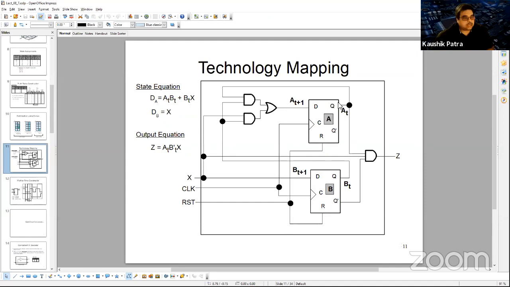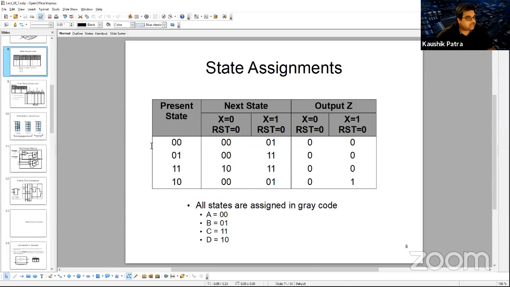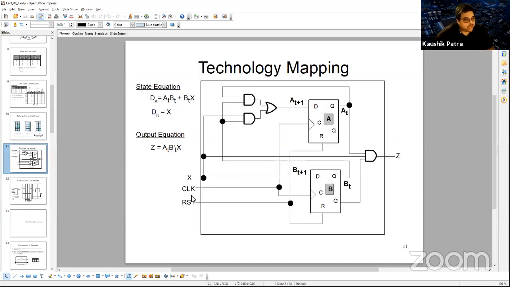Okay. So let's take this example. Here we are using 2 D flip-flops as my state encoder. So the combination of these 2 bits will mean some state. As we did here, 0,0 is state A, 0,1 is state B, 1,1 is state C, and 1,0 is state D. Now, we start with some reset state of 0,0. That means it's state A, right?